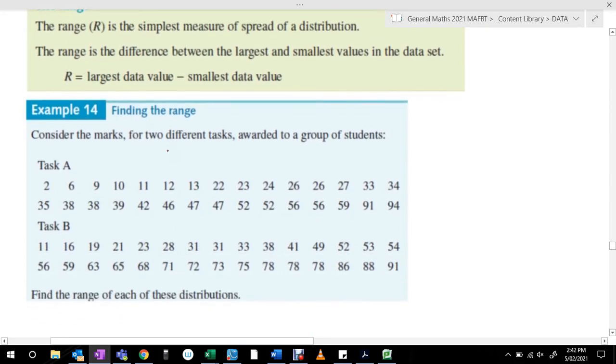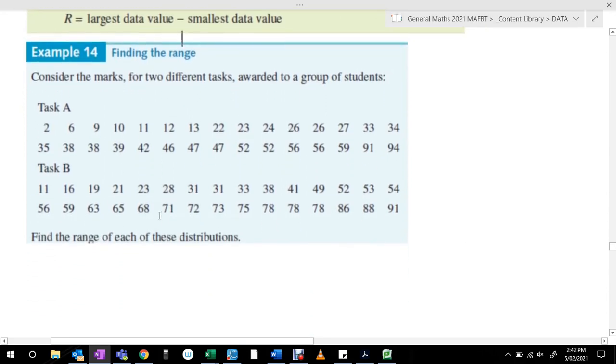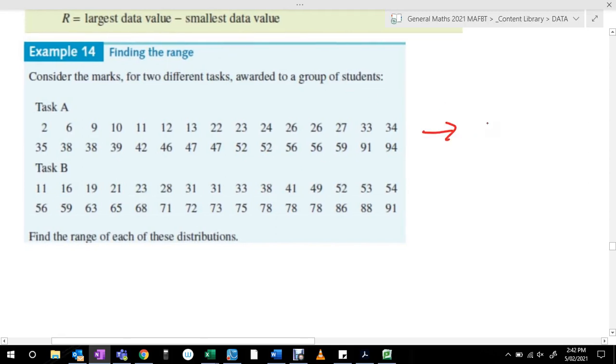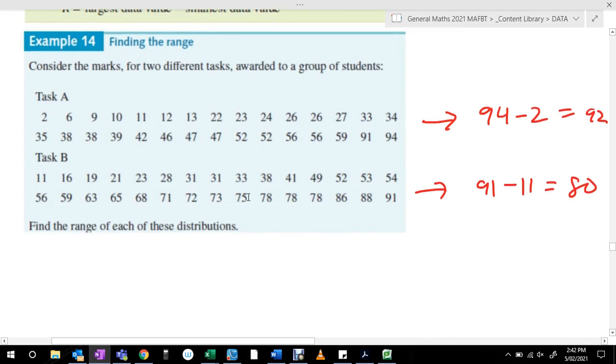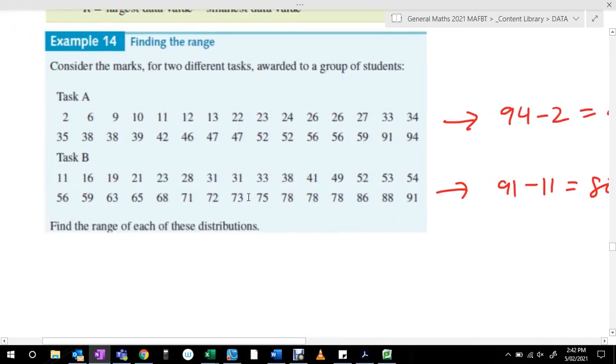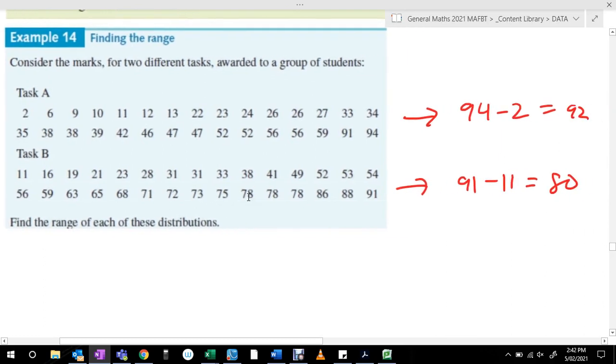Consider these two data sets. What is the range for both of them? I think they're already in numerical order. So for task A, really quickly guys, what's the calculation? 94 minus 2, which is 92. This one's 91 minus 11, which is 80. Really easy: max minus min. Now, generally, I find that the range isn't always that good, but just understand that it's maximum minus minimum.